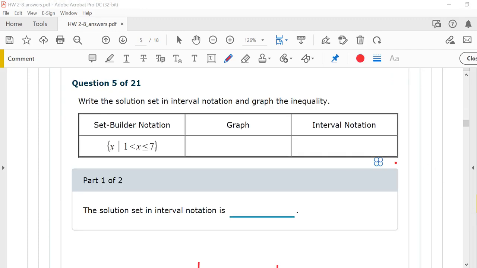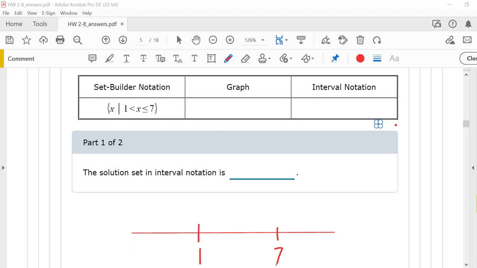Number 5, write the solution set in interval notation and graph the inequality. In set builder notation, you have the set of all x such that 1 is less than x is less than or equal to 7. So let's go graph that first. I need to show numbers 1 and 7 on the number line.